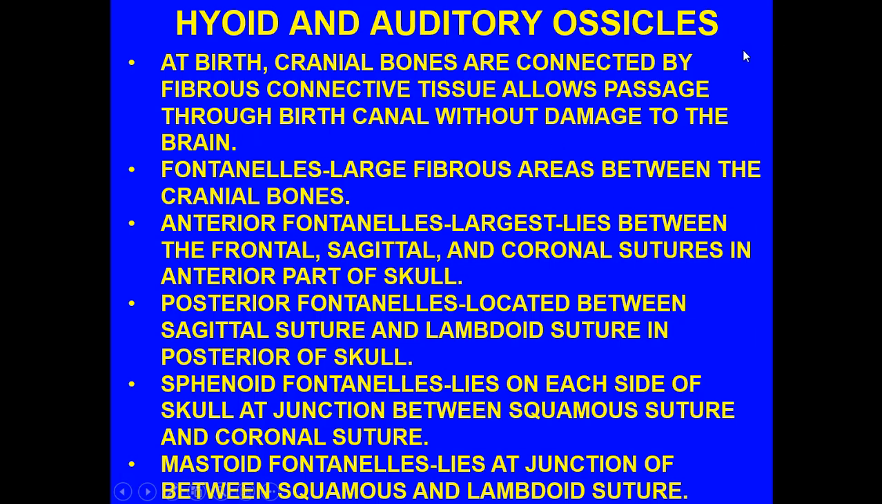Now, at birth, our cranial bones are connected by fibrous connective tissue that allows passage through the birth canal without damage to the brain. And this is where we're going to get into fontanelles. These are large fibrous areas between the cranial bones. Anterior fontanelles are the largest. They lie between the frontal, sagittal, and coronal sutures in the anterior part of the skull.